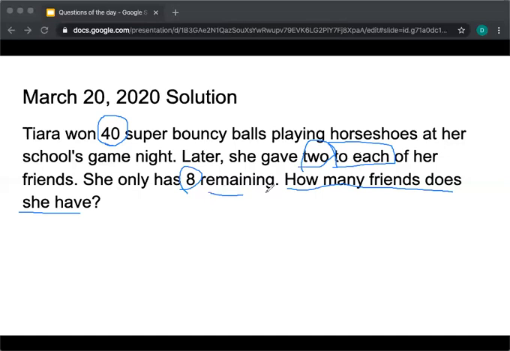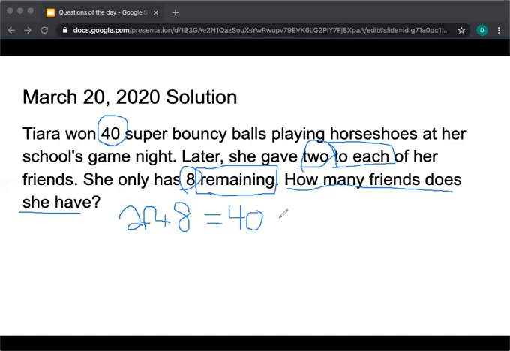We also have 8 remaining. So using these numbers, we know that after she gave away all of the bouncy balls to all of her friends, she still had 8 left, and then she starts with 40. So I'm going to let f be our variable for friends. So I know that for every friend, she gave 2 bouncy balls. And then since there's 8 remaining, I'm going to add that to my 2f.